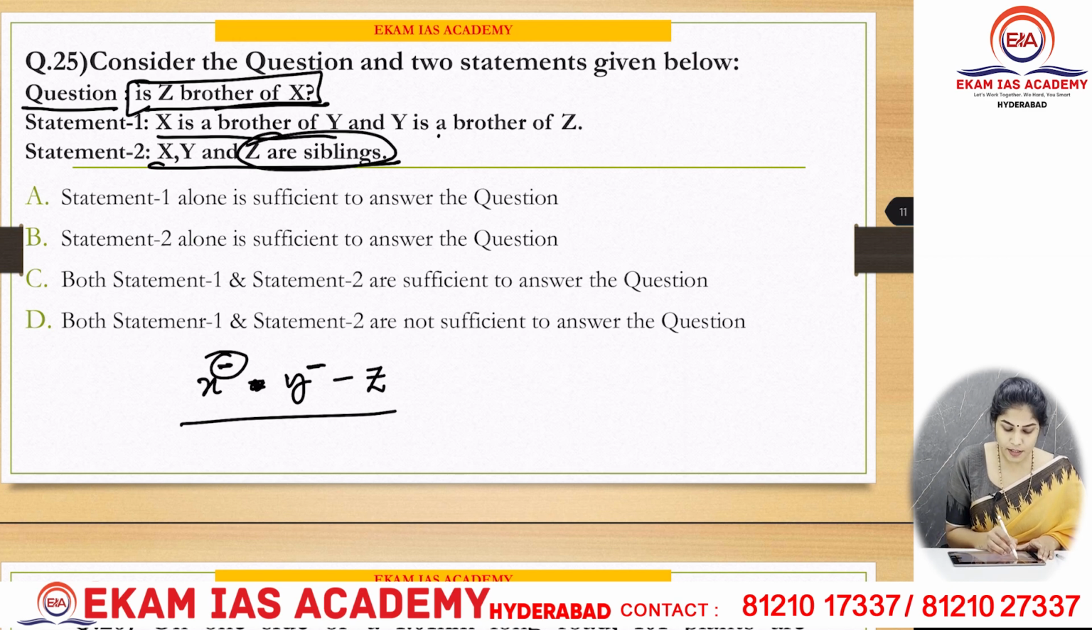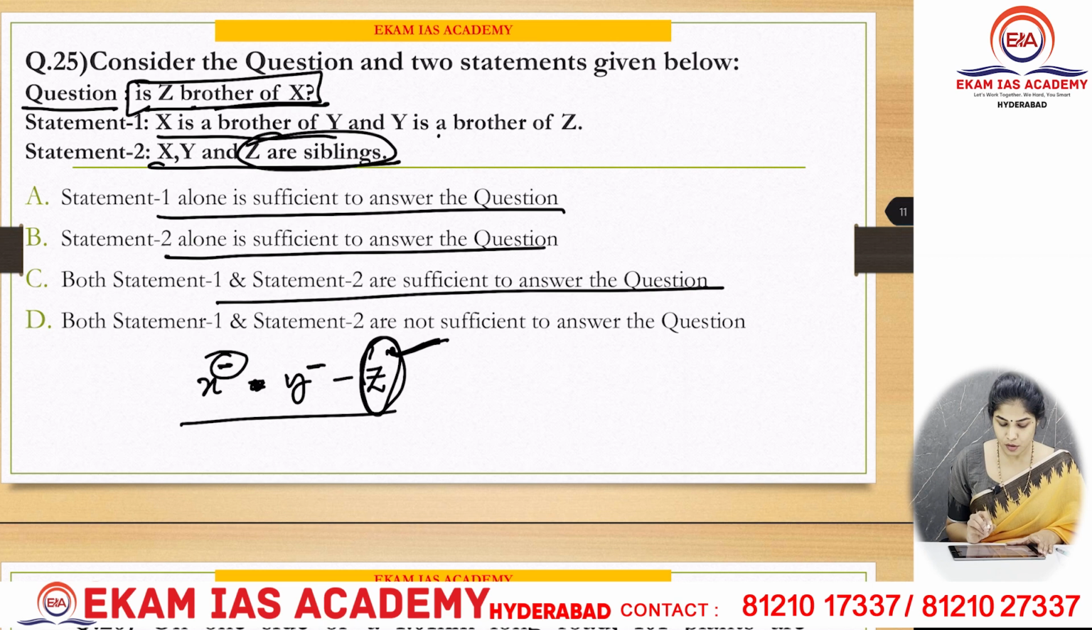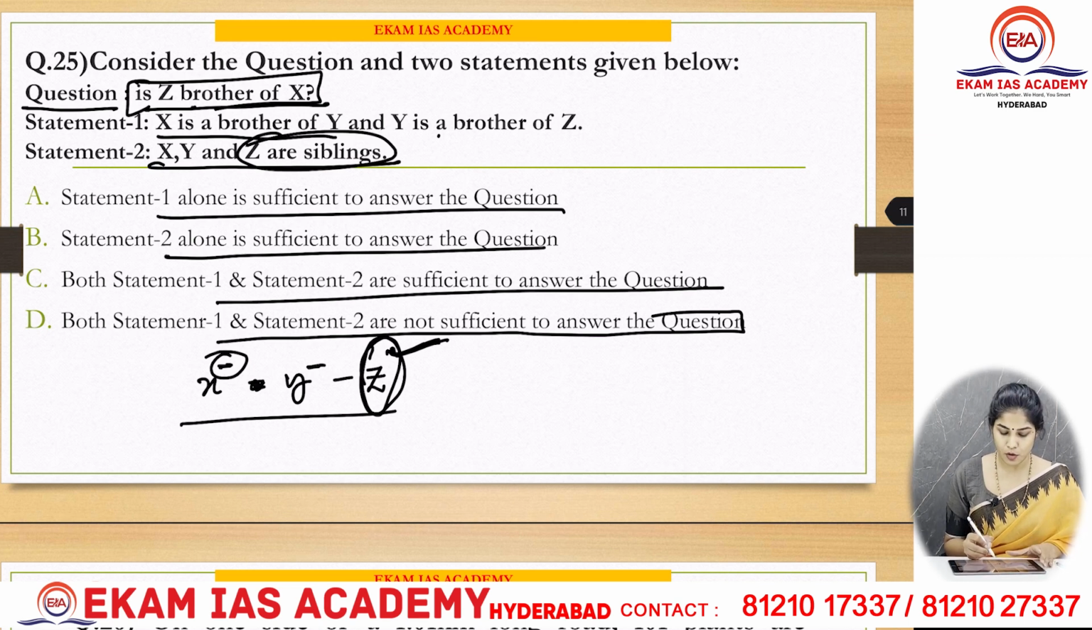The question is: is X brother of Z? In these statements, they have not given the gender of Z. So we are unaware of Z's gender. So statement 1 alone sufficient? No. Statement 2 alone sufficient to answer the question? No. 1 and 2 together sufficient to answer the question? No. 1 and 2 are not sufficient to answer the question. Yes, both of the statements are not sufficient to answer the question, because in both the statements they have not given the gender of Z. So answer D. D is the right answer.